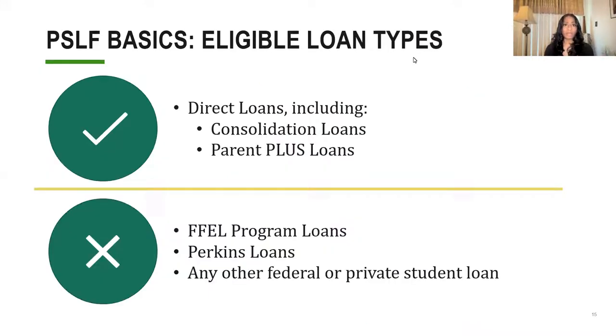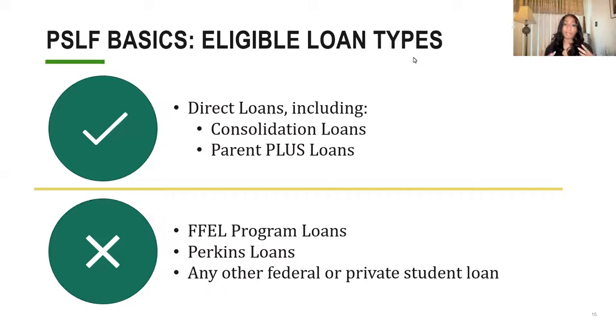So let's start with the right loan. What counts as an eligible loan for PSLF? It's direct loans, federal direct student loans. This does include consolidation loans and Parent PLUS loans, but we'll talk about those a little bit more in a second. And so direct loans are those that are originated directly by the federal government. And they say direct in their title.